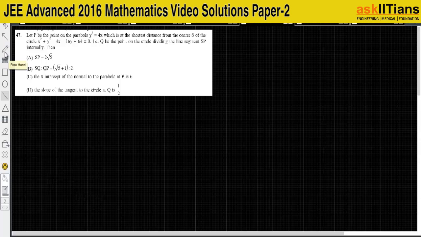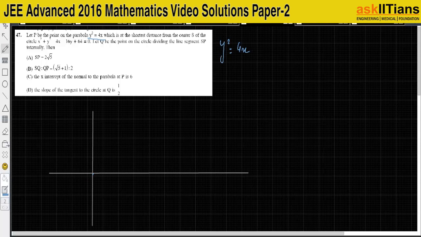So point P is a point on the parabola y square equal to 4x, and point P is the point on the parabola which is at the shortest distance from the center S of the circle. So let me draw the diagram first, right? Because in coordinate geometry, without drawing the diagram, nothing is clear. So what is the circle? Parabola is y square equal to 4x. So parabola will be like this.